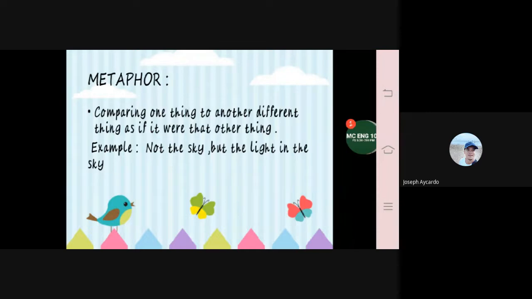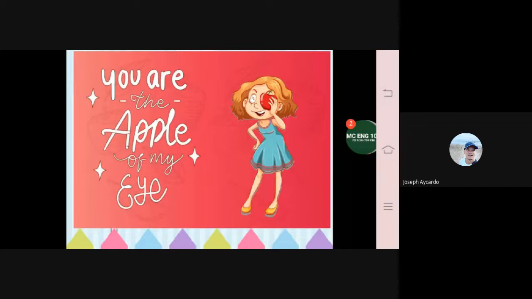Next is metaphor. Comparing one thing to another different thing as if it were that other thing. Okay, who will read the example for the metaphor? Gino? Okay, thank you. Not the sky, but the light in the sky. So, the sky is compared to the light. Another example is, you are the apple of my eye. So, the apple was compared to her eye.